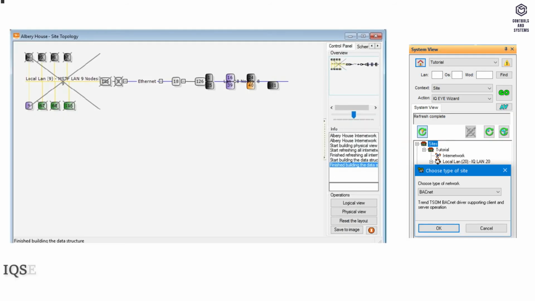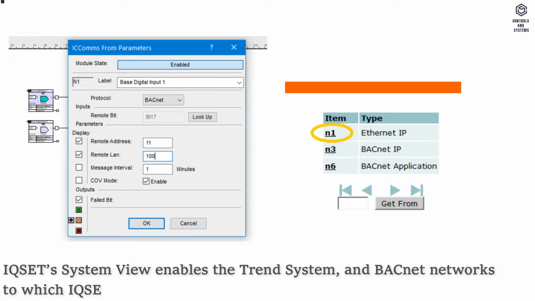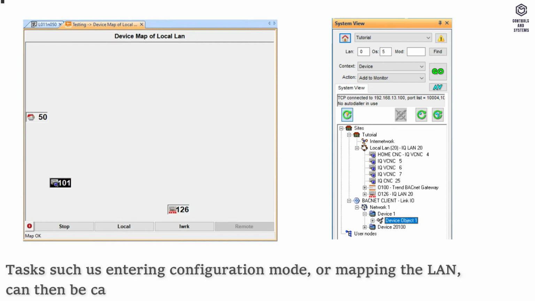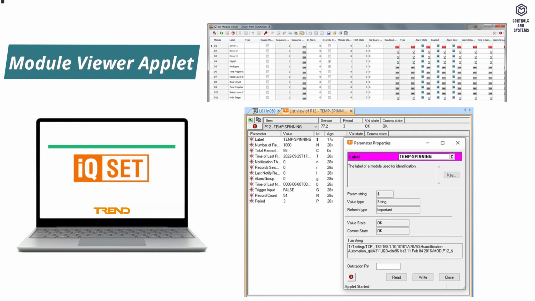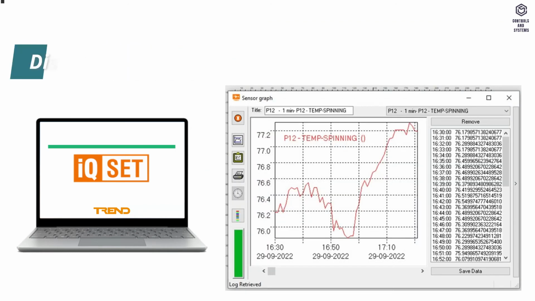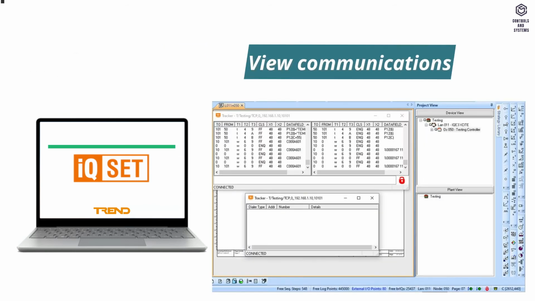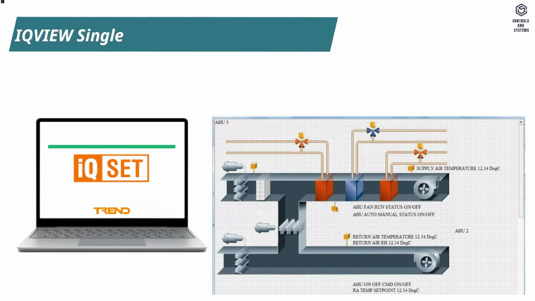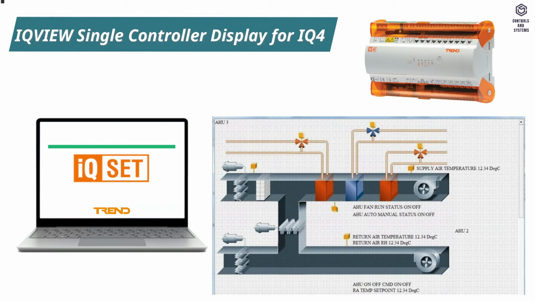System browsing. IQSET system view enables the TREND system and BACnet networks to which IQSET is connected to be browsed via a tree structure. Tasks such as entering configuration mode, or mapping the LAN, can then be carried out on the items in the tree. They are: Module Viewer Applet, Configuration Mode, Map the Network, Text Comms, Display Graphs, View Communications, Strategy Upload and Download, Tune Loops, IQ View Single Controller Display for IQ4.